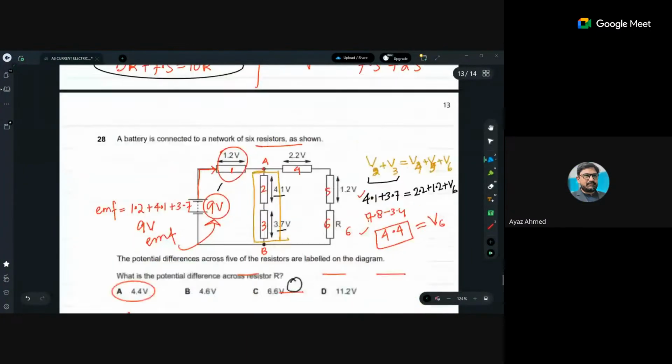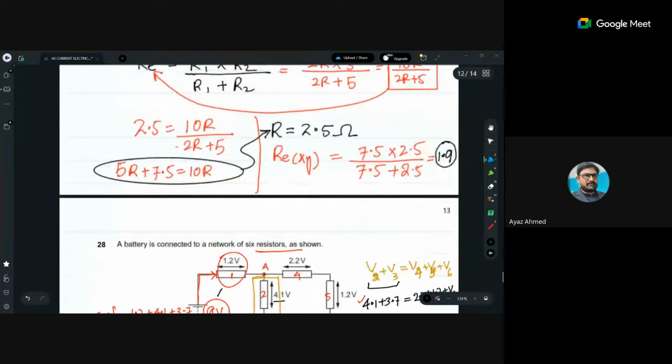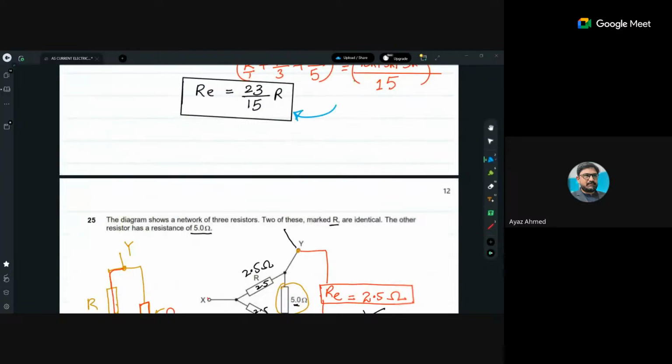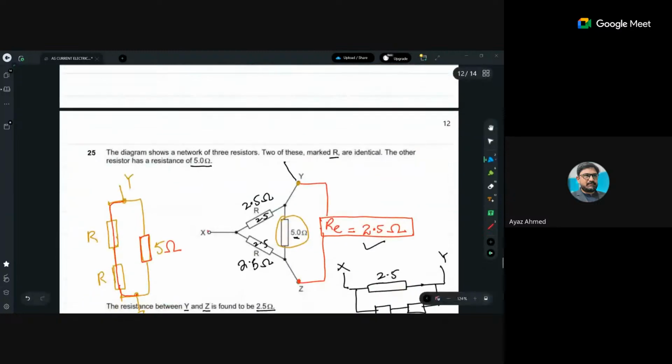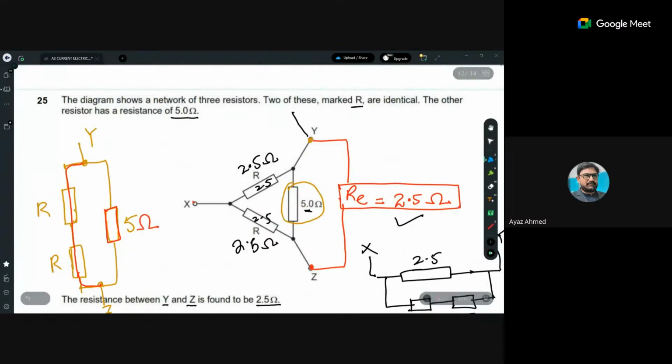Okay. Now, here are some examples I have figured out, and then we will practice some of the questions. Just check this one out. The question is, the diagram shows a network of three resistors. Two resistors marked R are identical. The other resistor has a resistance of 5 ohm.